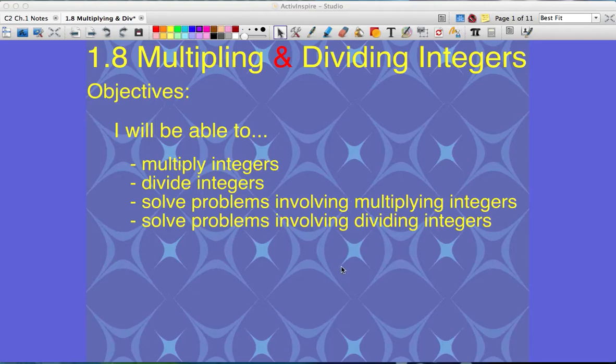Welcome to Lesson 1-8, Multiplying and Dividing Integers. Today's objectives: I will be able to multiply integers, divide integers, and solve problems involving multiplying integers and involving dividing integers.